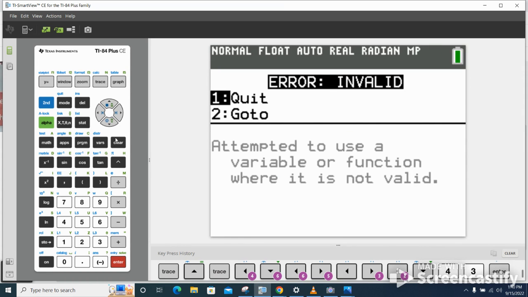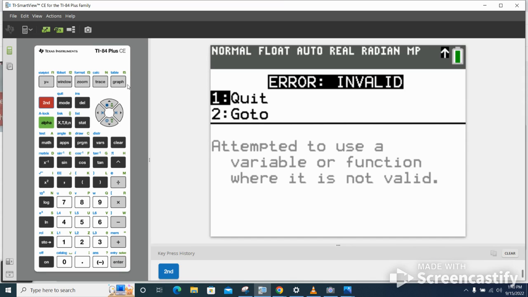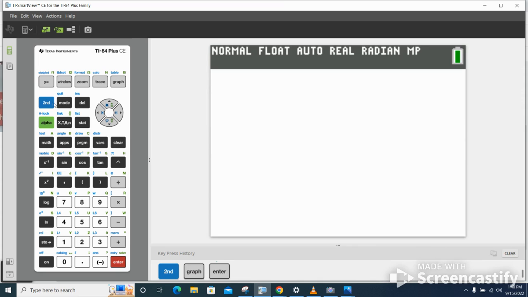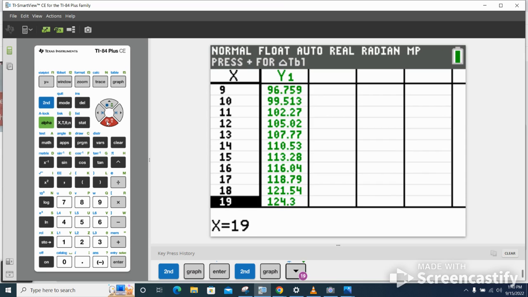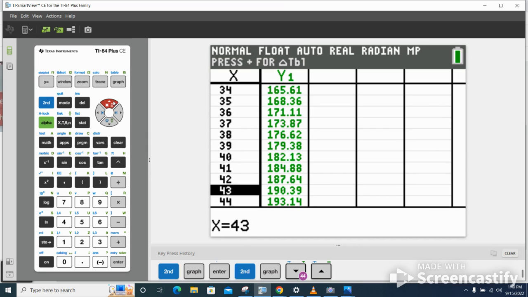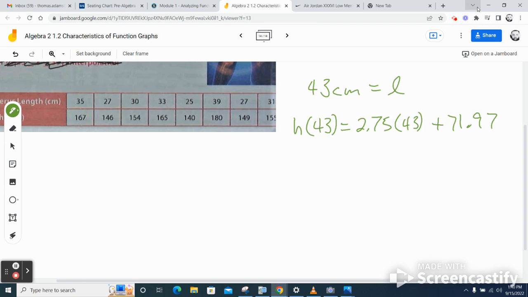Oh, it's outside of the window, so I'm just going to look at the table. I'm going to put in the table of values. So if I go second, here's another way you can find that information. If I just scroll down here to x equals 43, it'll tell me the number. Did you guys know this? You're learning today. So when L equals 43, my function equals 190.39.